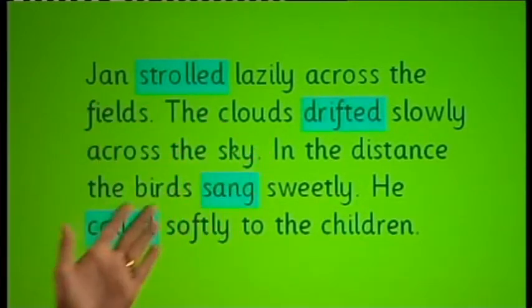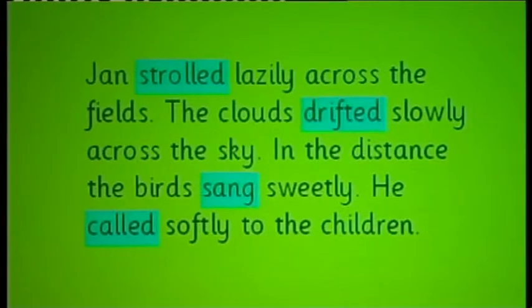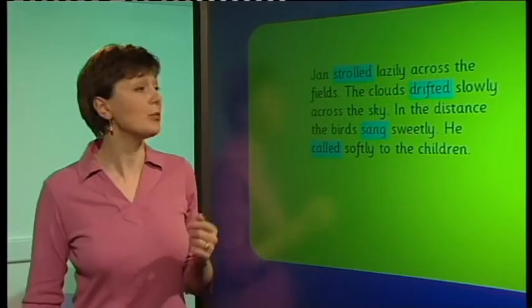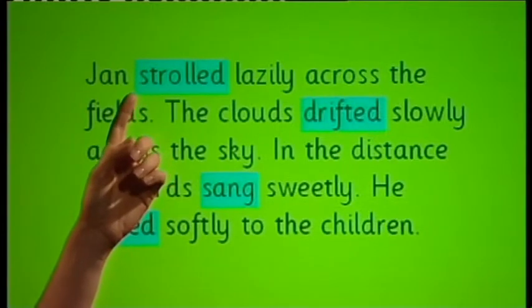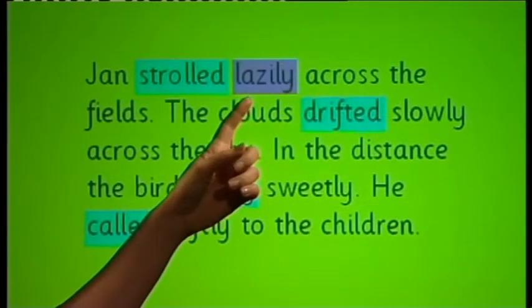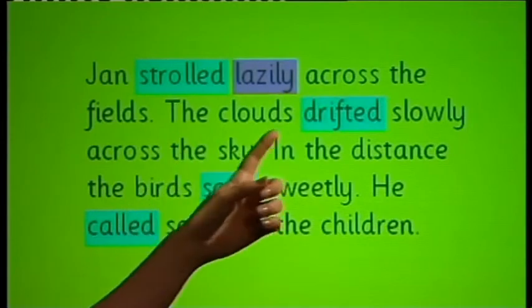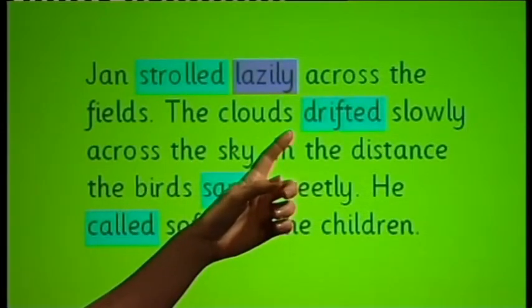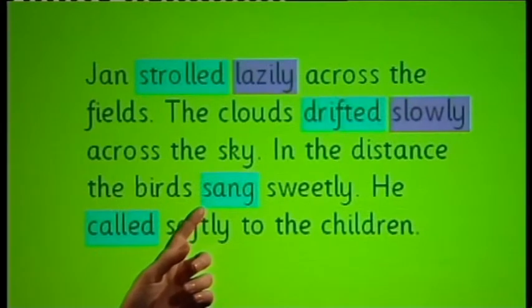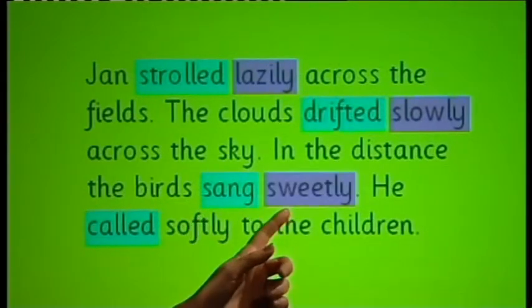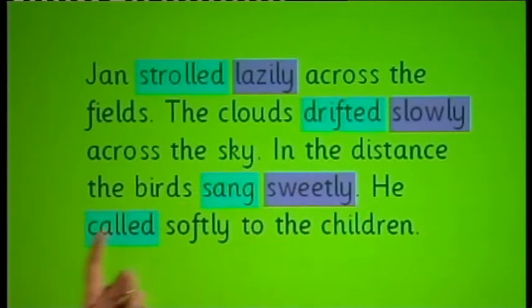So these are all the verbs. They tell you what people or things are doing. But what about adverbs? Well, they tell you how they were being done. So, how did Jan stroll? He strolled lazily. How did the clouds drift? They drifted slowly. How did the birds sing? They sang sweetly. And how did he call? He called softly.